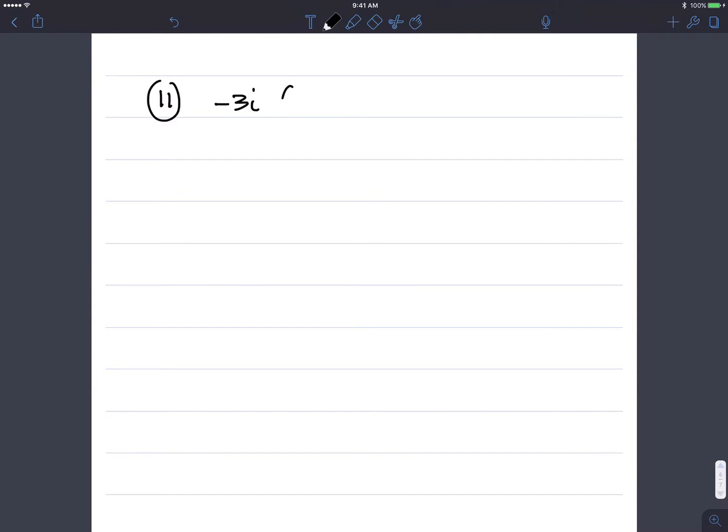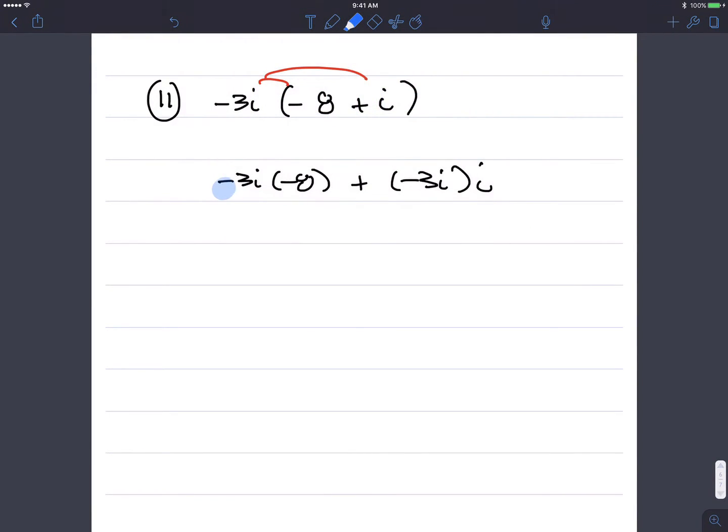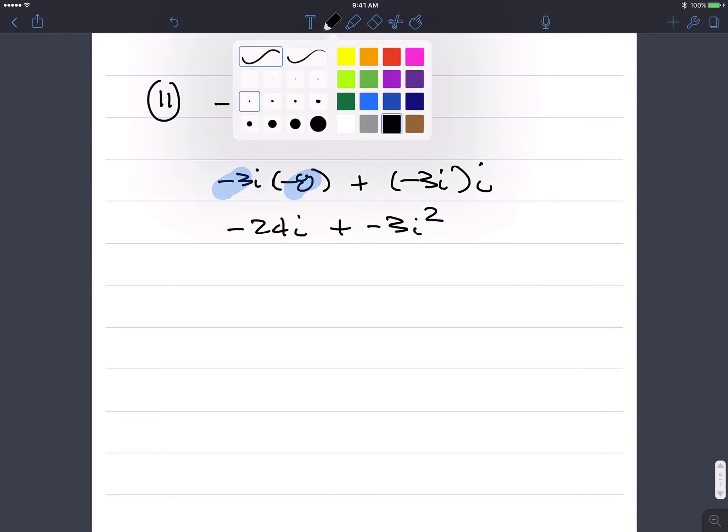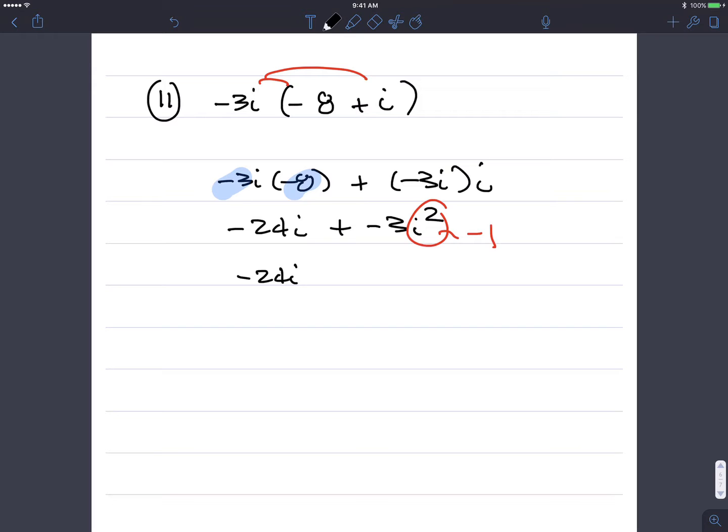Number 11. We're going to use the distributive property. Negative 3i times negative 8 plus negative 3i times i. We're going to multiply our negative 3 with our negative 8 to get negative 24i plus a negative 3i times an i is negative 3i squared. Don't forget the value of i squared is negative 1. We'll obtain negative 24i plus a negative 3 times a negative 1. Get negative 24i plus a positive 3. Write this as a complex number. You have 3 minus 24i.